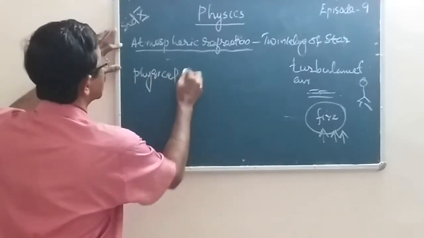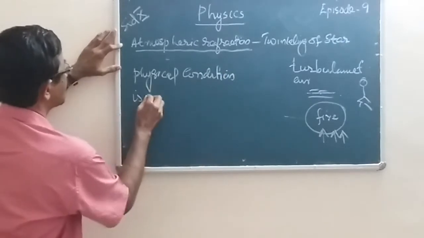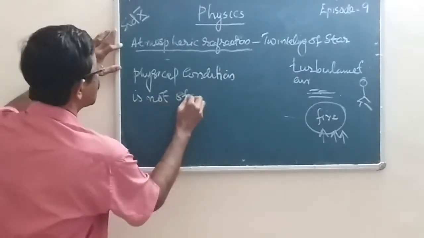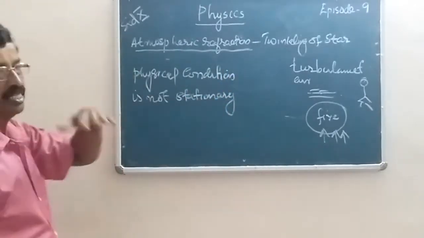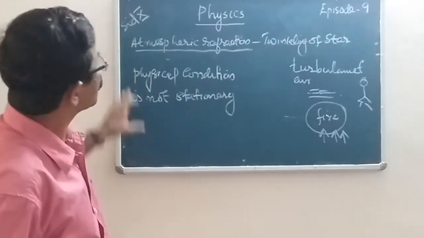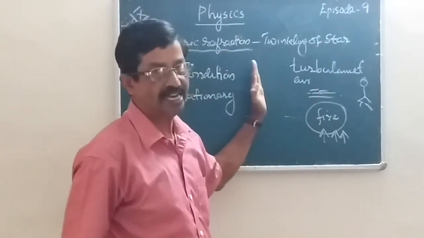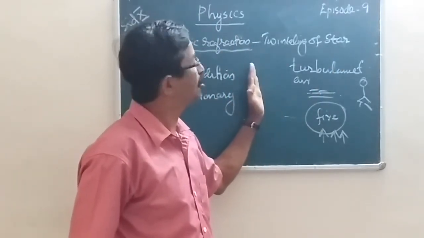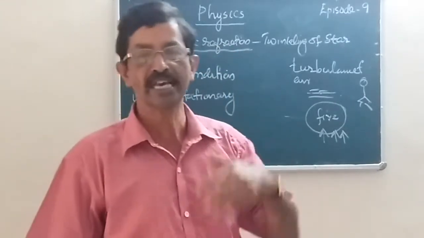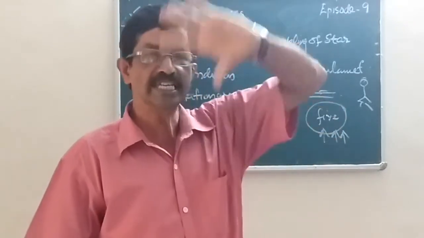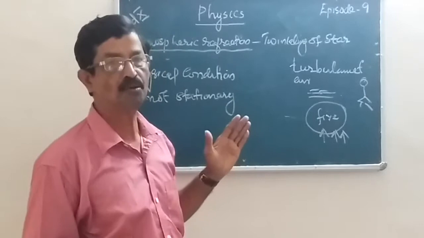Physical condition is not stationary. That means there is a variation. Because of that, when we observe through this hot turbulent air, we can see an object flickering or wavering. Flickering or wavering means that it is not stationary. There is some change we can observe.